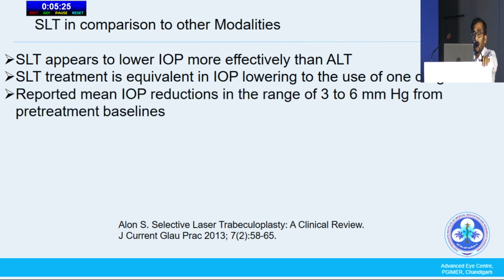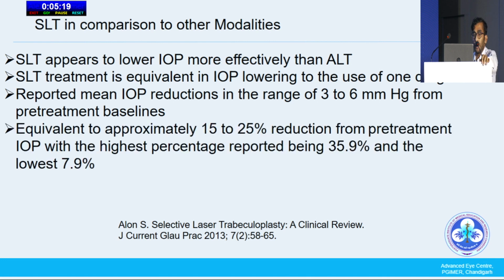So the reported mean reduction is 3 to 6 millimeters of mercury from the pre-treatment baseline IOP, equivalent to a 15 to 25% reduction from the baseline IOP, with a range of 7.9 to 35.9% reduction as per the reported studies.